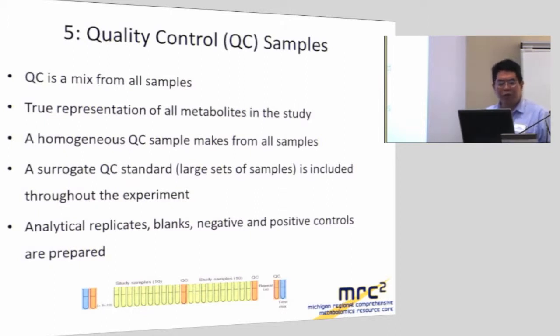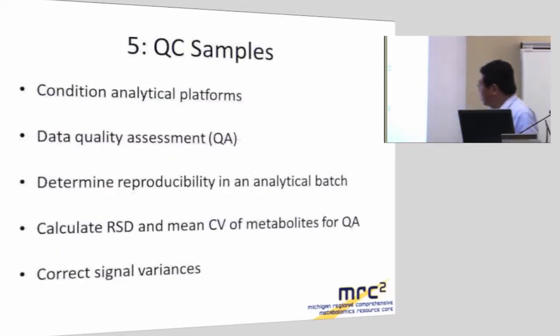Other quality controls include the replicate, blank, negative control, and solvent control. And you can see that usually the quality control is injected first, and then in the middle and at the end of the sequence, so that you can measure the variability of the system.